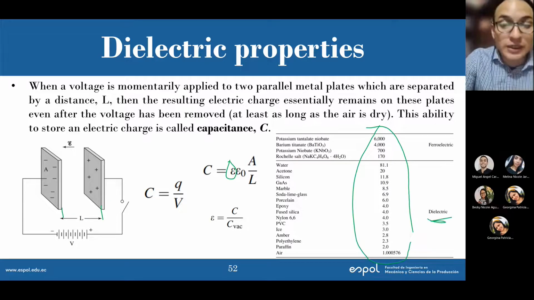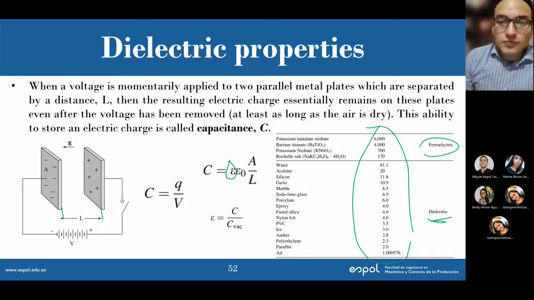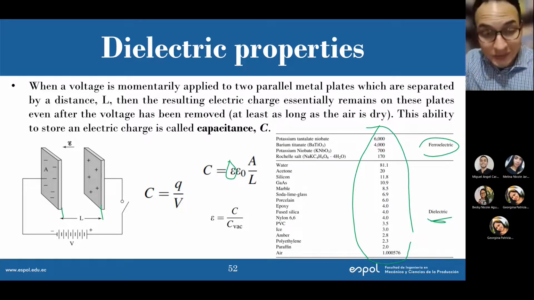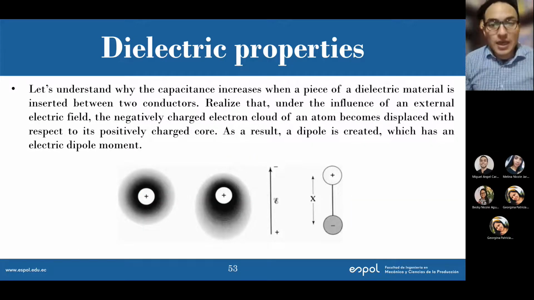You see dielectrics, and those that have a very high dielectric constant actually are ferroelectrics as well, and we're going to talk about ferroelectricity. So if you introduce a material that has a high dielectric constant, you can see that the capacitance increases. Now, why does that happen? How is it that putting an insulator, a dielectric, between two conductors actually increases the capacitance?